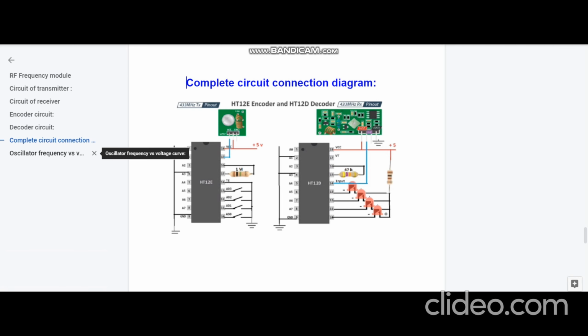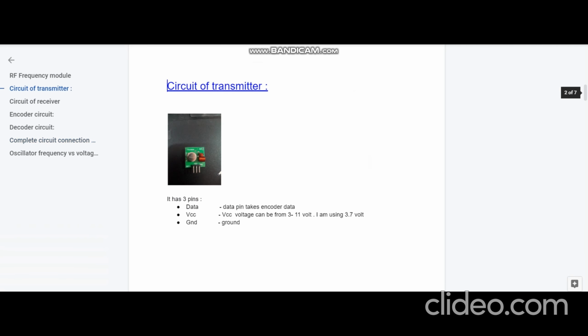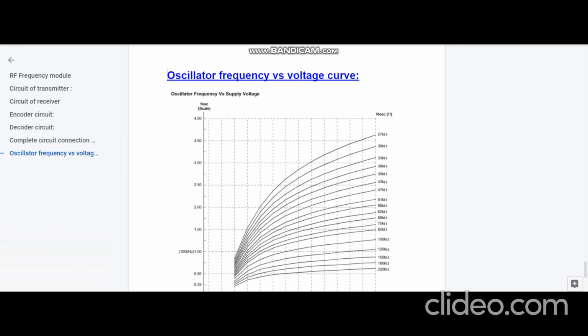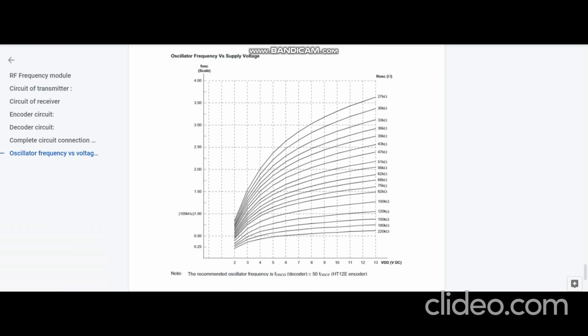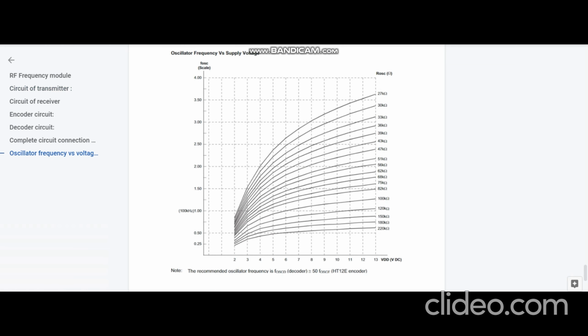A big question is how you can find your module frequency. The answer is just look at the inscription on your crystal oscillator. It will tell you the frequency. In my case, it is written 315. So for my case, the oscillator resistance for the decoder will be 33 kilo ohm. To decide this resistance, we can see the curve provided in the data sheet of this encoder IC.